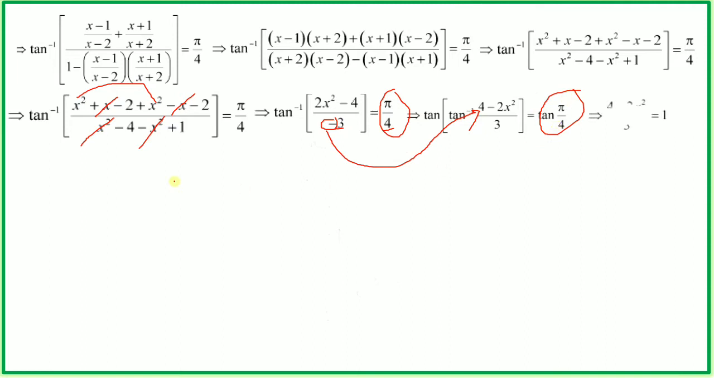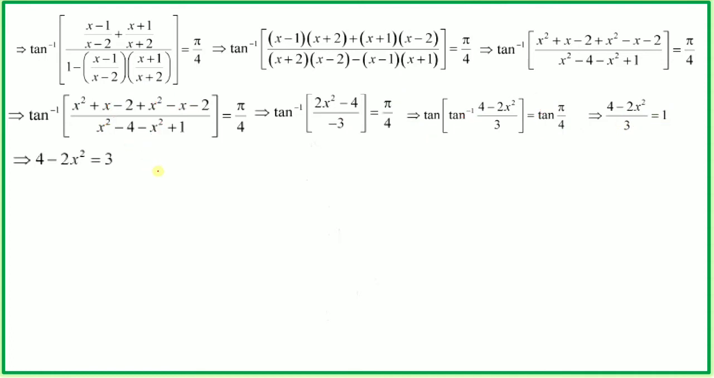The next step, 4 minus 2x square upon 3, tan and tan inverse removed, is equal to 1. Cross multiplication, 4 minus 2x square is equal to 3 into 1, 3. Implies 2x square, 4 minus 3 is equal to 1. So 2x square is equal to 1. So x square is equal to 1 by 2 and x is equal to plus minus 1 upon root 2. This is our final solution of this question.